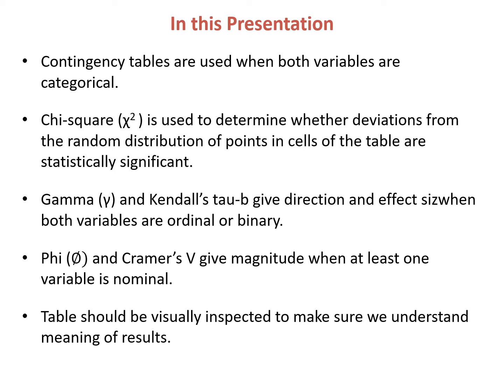Chi-square by itself is incomplete and needs to be supplemented. Gamma and Kendall's tau b give effect size and direction when both variables are ordinal or binary. Phi and Cramer's V give magnitude when at least one variable is nominal.